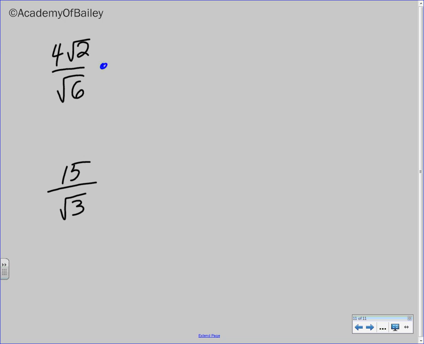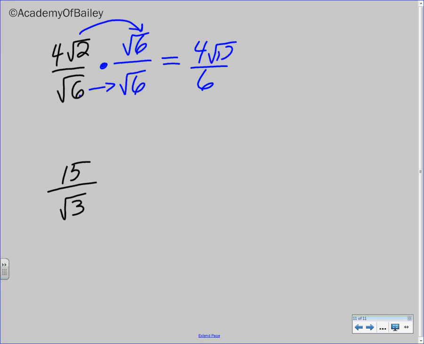Looking here, I want to multiply, once again, we're trying to get the denominator to be a rational number here. So the square root of 6 on top and bottom, multiply by 1. That's what we've done. So on the bottom, square root of 6 times the square root of 6 will give us 6, and on top, well, we know we have the 4. So what's the square root of 2 times the square root of 6? Square root of 12.